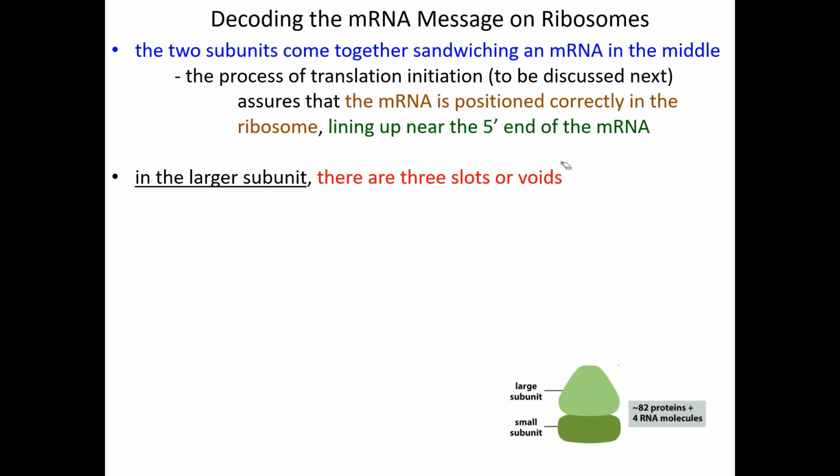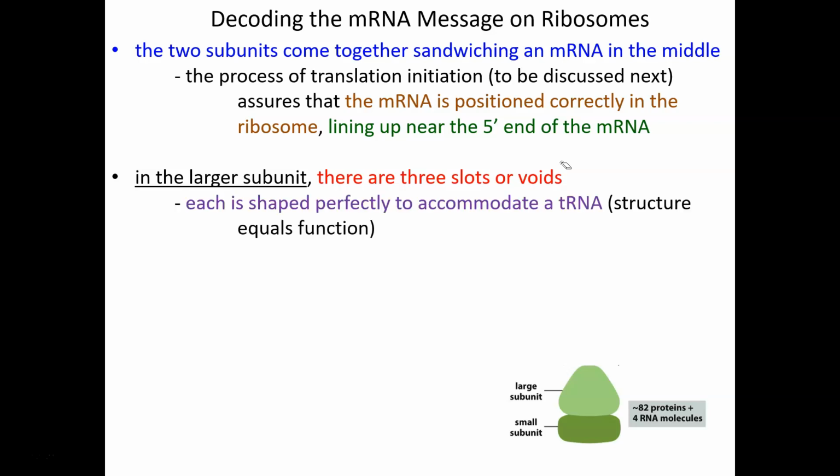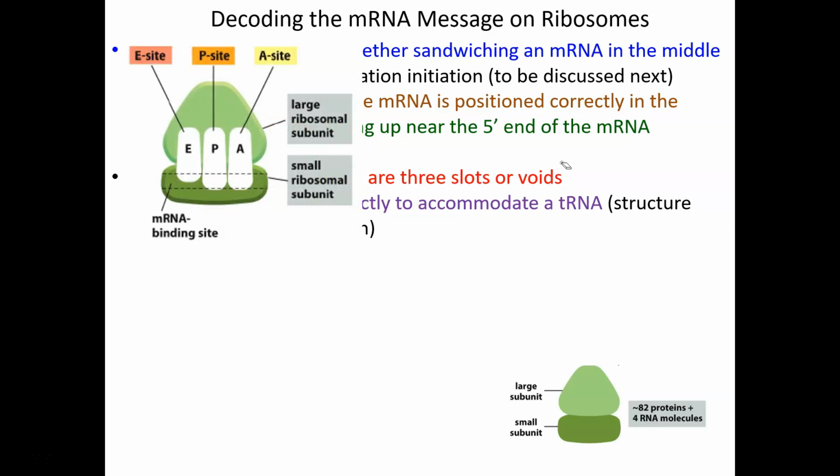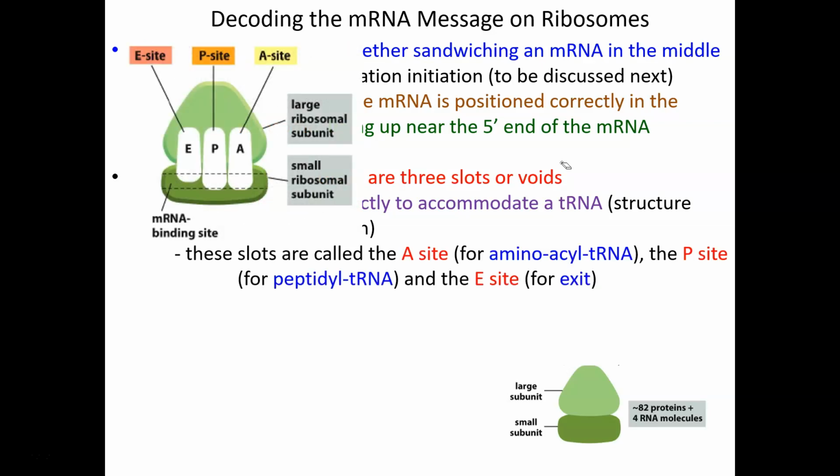In the larger subunit, there are those 3 voids that I talked about, those 3 sites, the P site, the A site, and the E site, and each is shaped perfectly to fit a tRNA. The A of the A site stands for aminoacyl because the A site accepts tRNAs carrying only one amino acid. The P in P site stands for peptidyl because this is where the tRNAs carrying peptide chains will reside. And the E site again stands for exit. It's where empty tRNAs leave the ribosome.